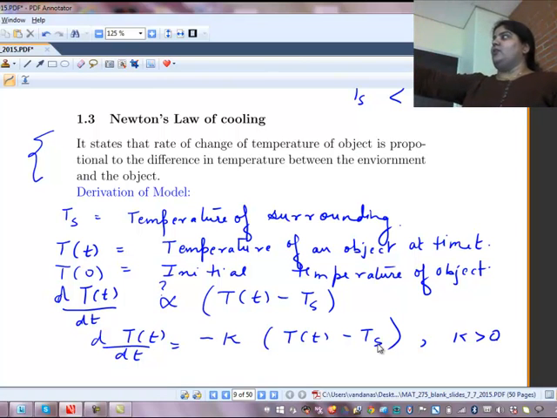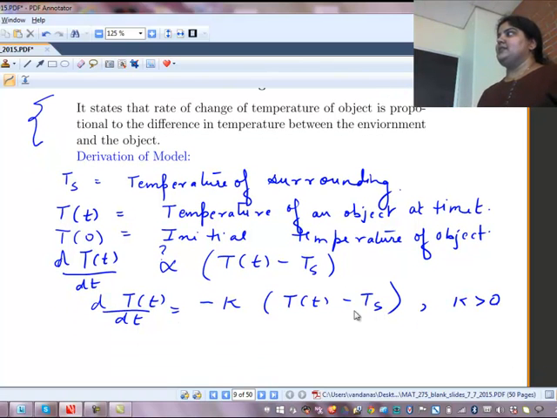Now we want to solve this for T of an object, how it's changing. So this is a constant. Now what will you say, is it a separable differential equation or not? You have to solve this for capital T. Capital T is an unknown function here. So is it separable?